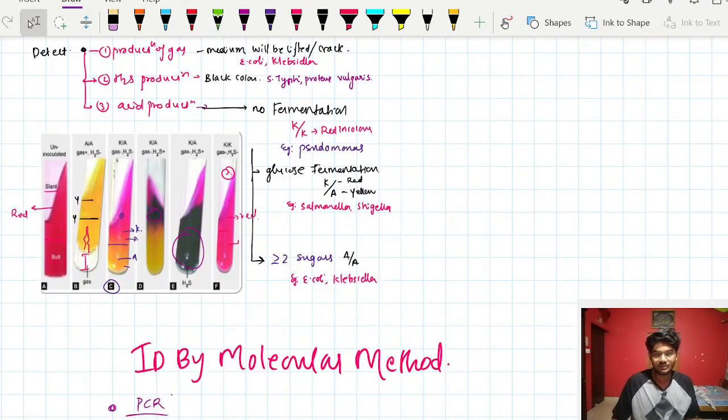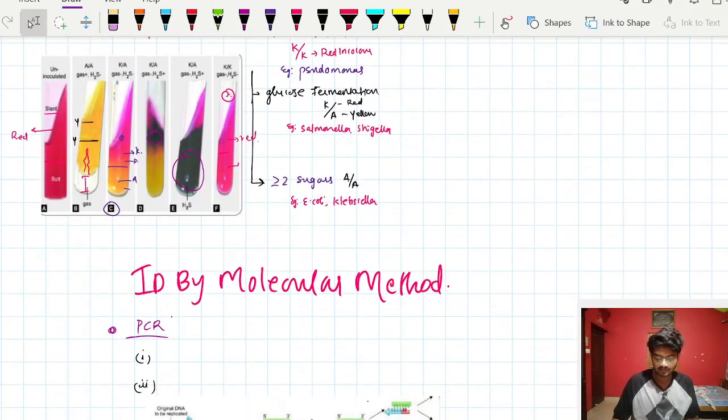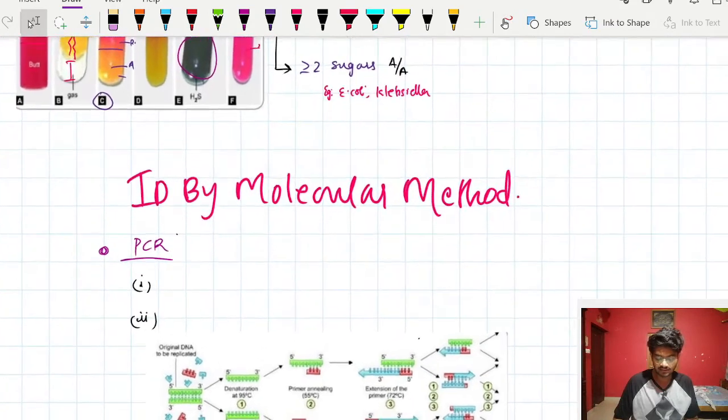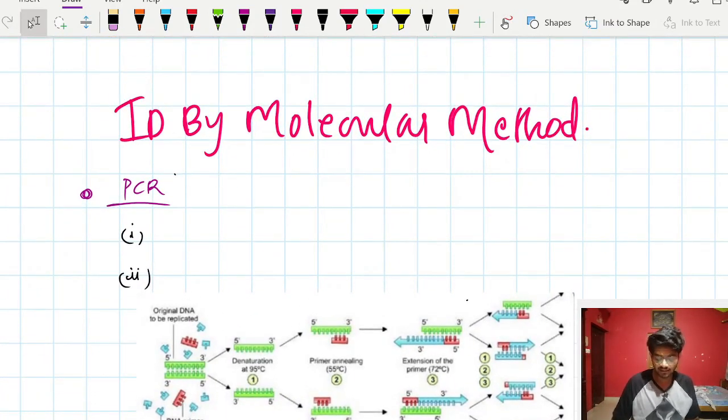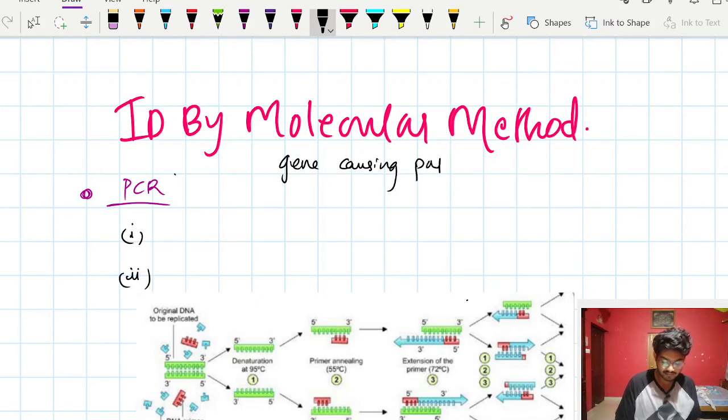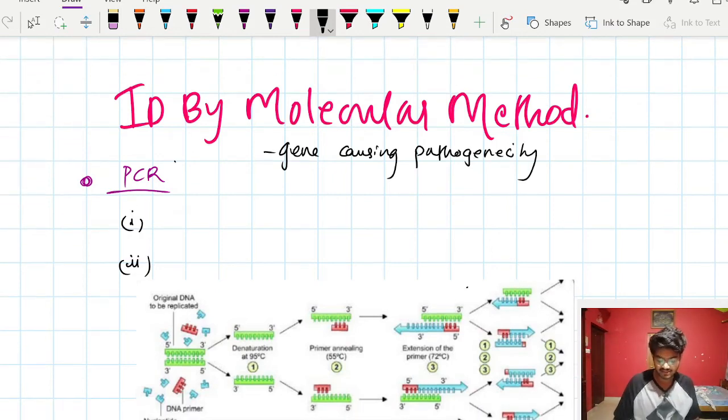So we already told immunology we will be dealing with in another chapter, and in molecular method let us discuss. So identification by molecular method is what we will deal with next. The main procedure for identification of the gene causing pathogenicity by molecular method is PCR.